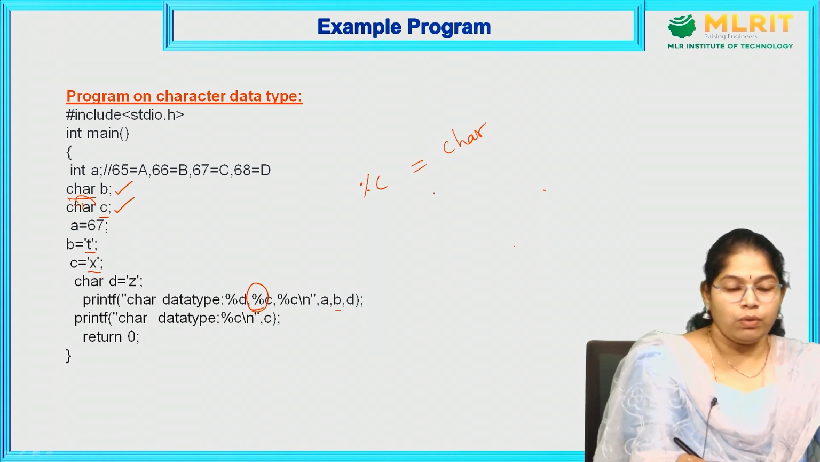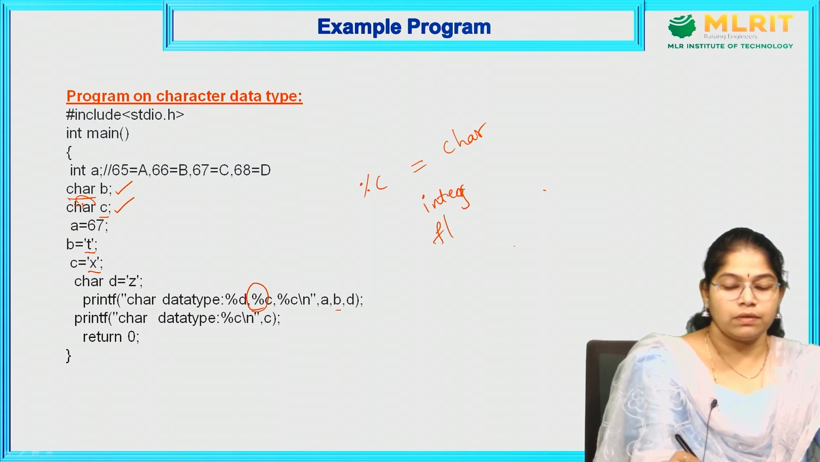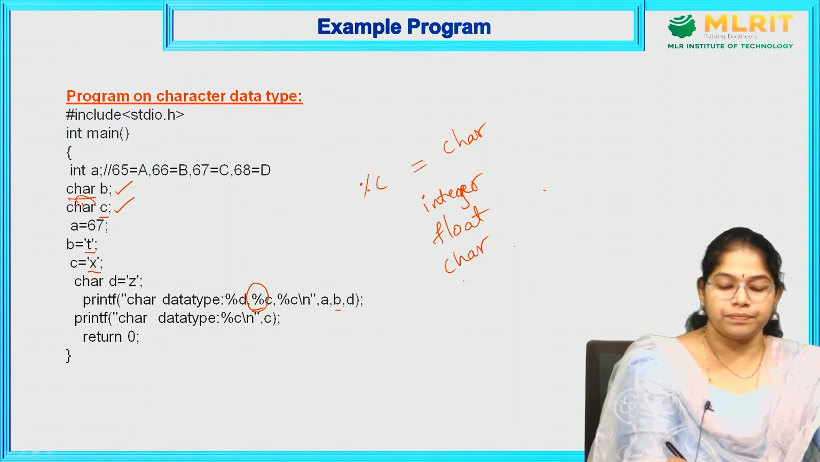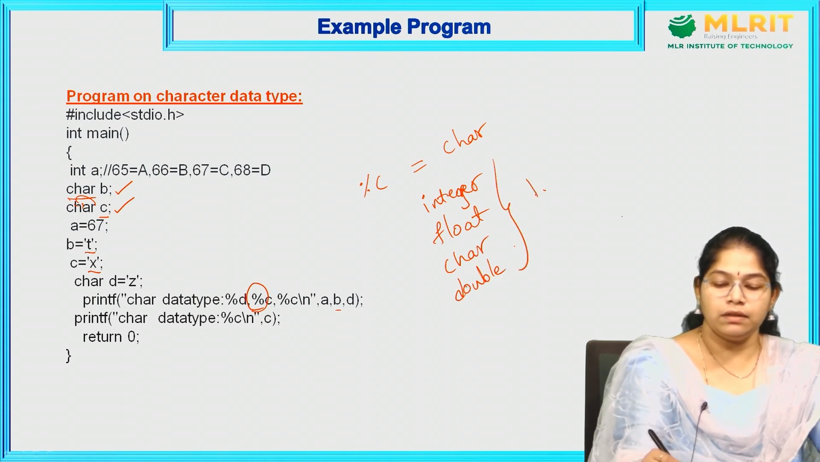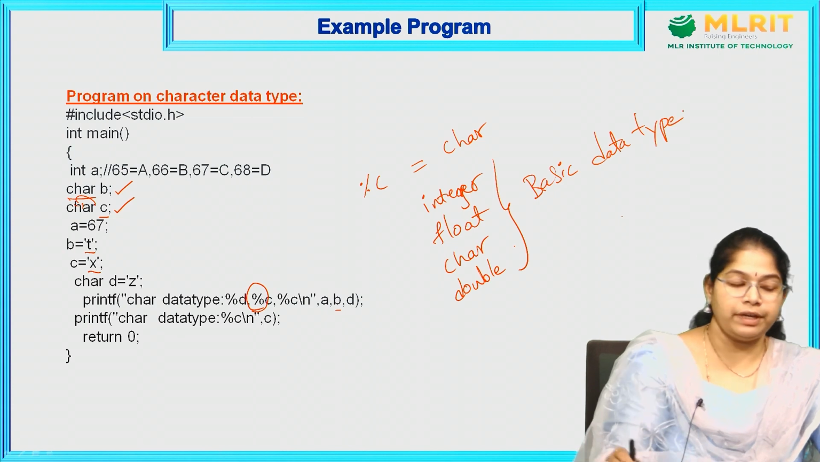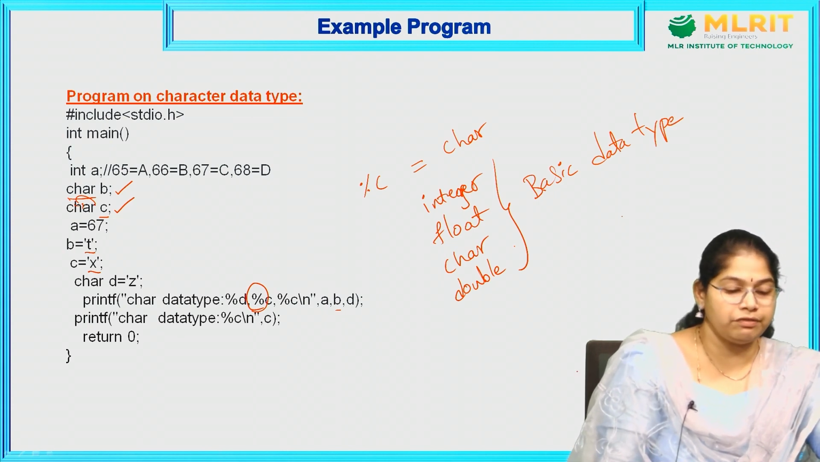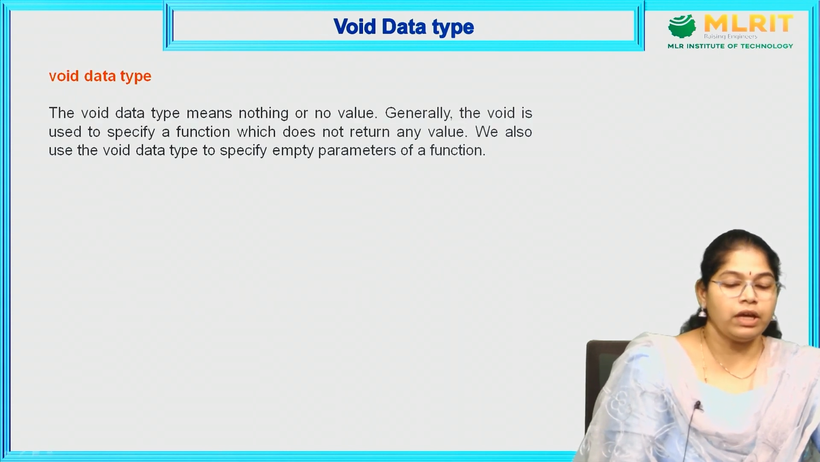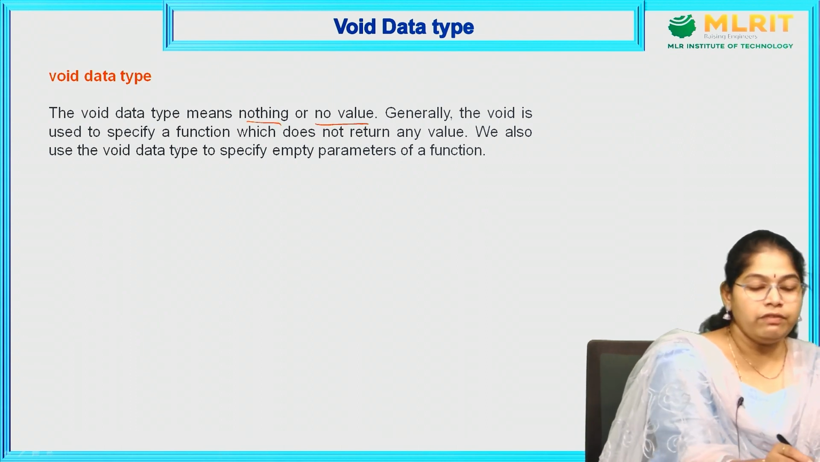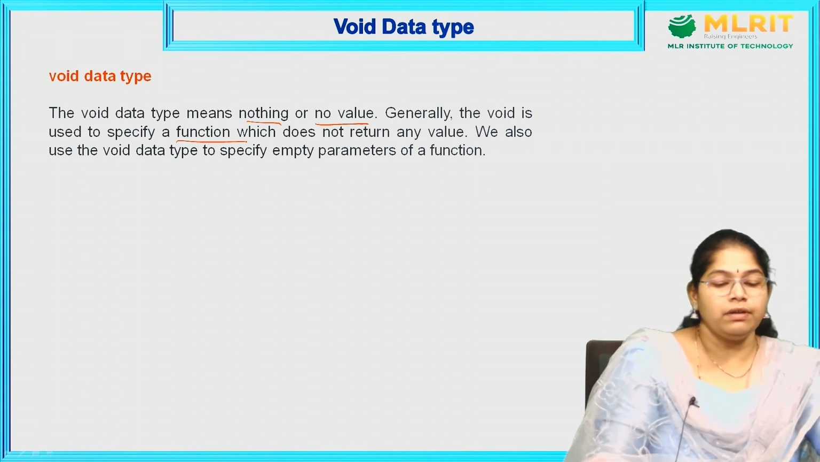These are integer, float, character, double, the basic data types, or we can say predefined data types, whose meaning is already defined in the system. Then we have a void data type, meaning nothing or no value. Generally we use void to specify a function.